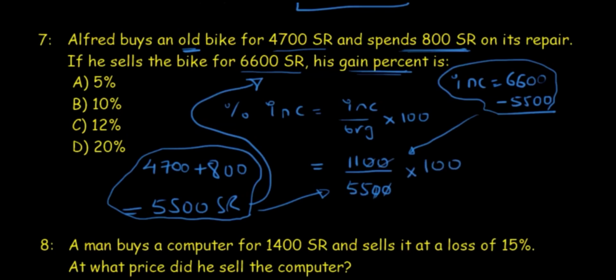The 0 goes off with the 0. 0 goes off with the 0. 11 times 1 is 11. 11 times 5, 55. 5 times 1, 5. 5 times 20 is 100. So I'm left with 20%. That means he got a profit of 20% when he sold his bike.